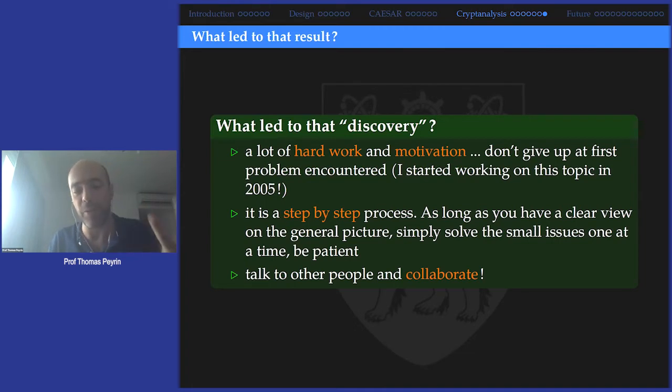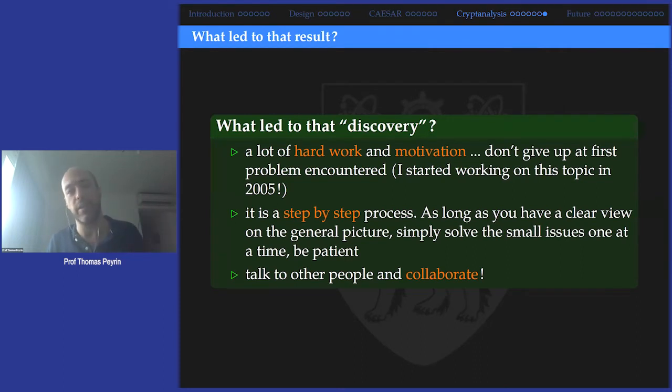That was not my only topic in the PhD, but it was one of the main topics. So it's really about hard work and motivation, because you cannot directly get the big results in one paper. How I arrived at this result is by a lot of small improvements, one at a time. I knew where I wanted to go. I knew what the final result was. I was confident that one day someone would be able to do it, maybe not me, but someone. And I just spent my time trying to solve one small problem at a time. It was really a step-by-step process. As long as you know where you're going, you can just focus on one step and be patient.